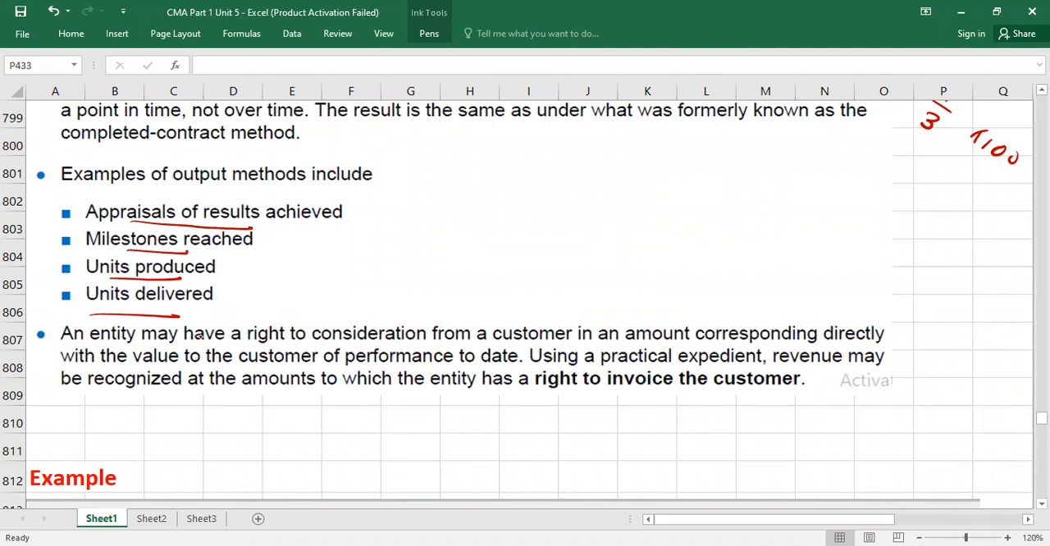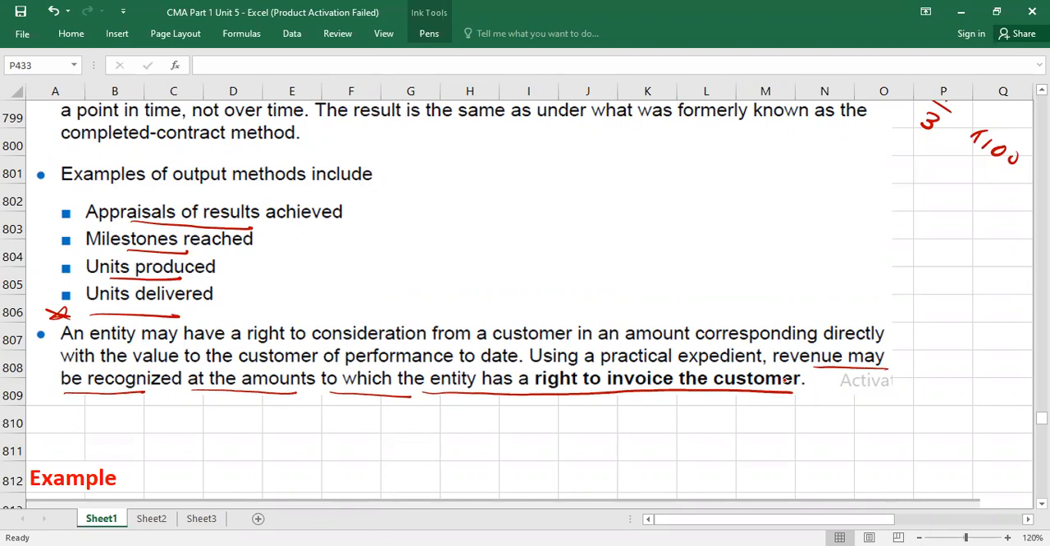And here is one important point. This is a very important point. And this question will be tested. They are saying that when you apply the output method, revenue may be recognized at the amount to which the entity has a right to invoice the customer. Obviously, when I have a right as a seller, I can invoice you.